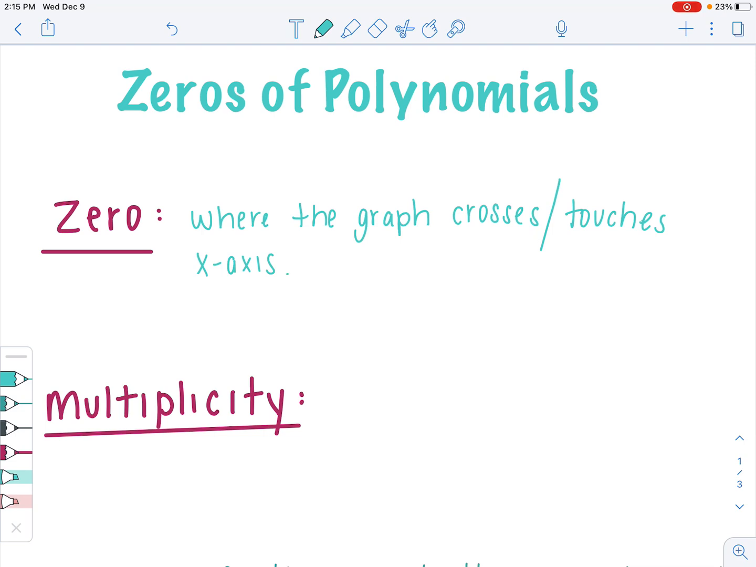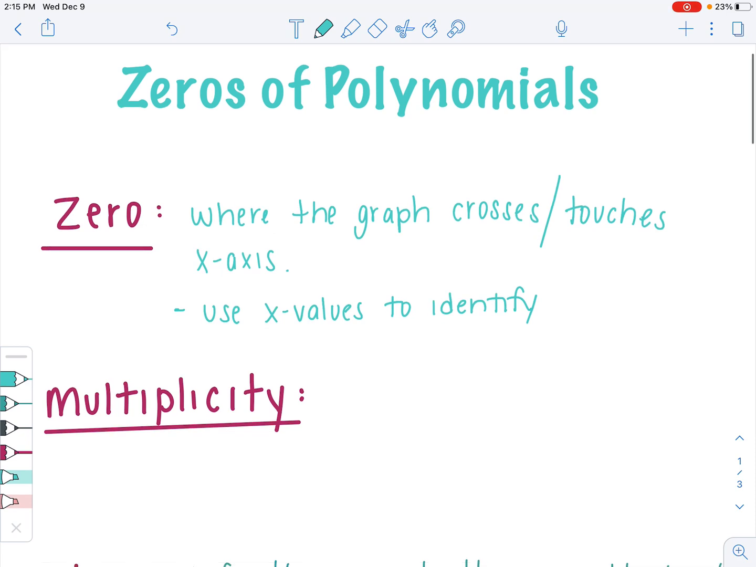When we identify our zeros, we use our x values only. And we can also call these solutions or roots. They're the answers. They're where the problem actually equals zero. So we also know that sometimes we get multiple answers that are the same when we solve equations. Like sometimes x equals 3 two times. So when we see one answer showing up multiple times, that's when we're talking about the multiplicity.